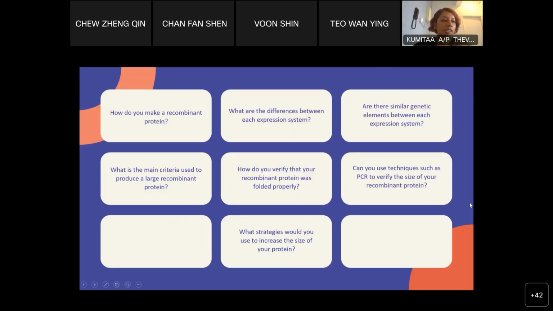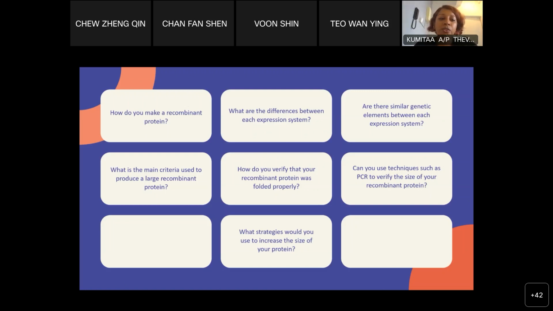All right, so this is the last slide. Just some things to think about at the end of today's class: how do you make a recombinant protein? This is quite an important question. Are you able to walk through all the different steps? What are the differences between each expression system? This is an important question. Are there similar genetic elements between each expression system? Is it only the promoter or is it something else?